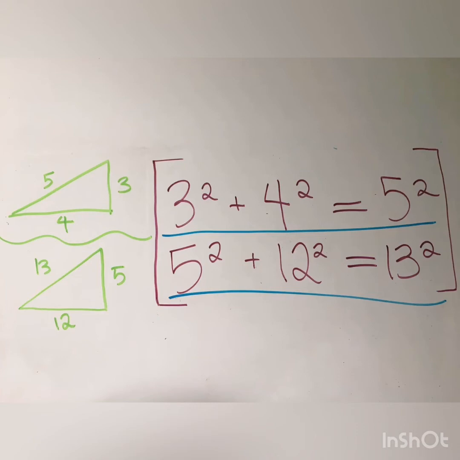For the purpose of this video, I'm going to be relying on two Pythagorean theorem triplets, meaning for a 3, 4, 5 triangle, 3 squared plus 4 squared will equal 5 squared. And for a 5, 12, 13 triangle, 5 squared plus 12 squared will equal 13 squared.